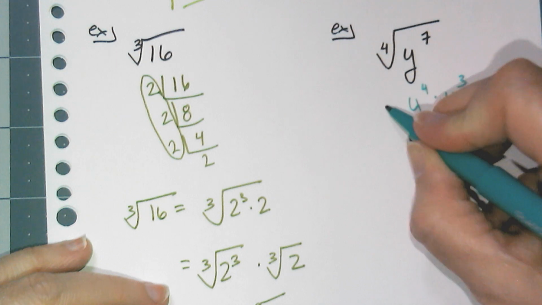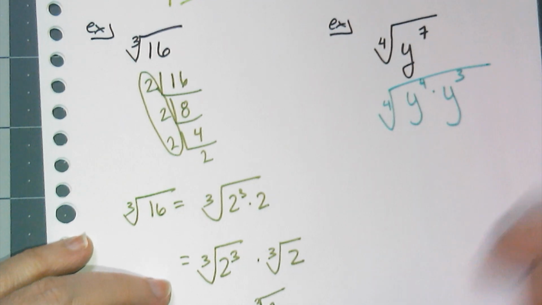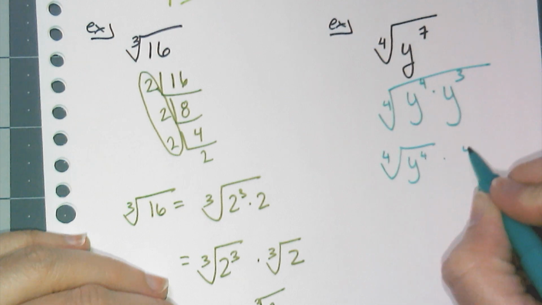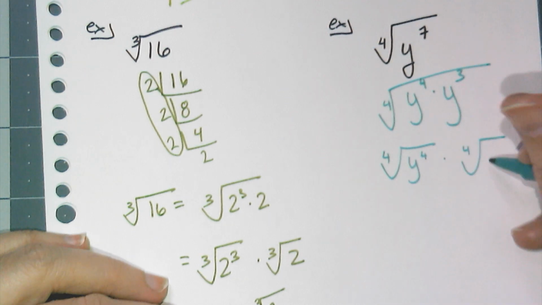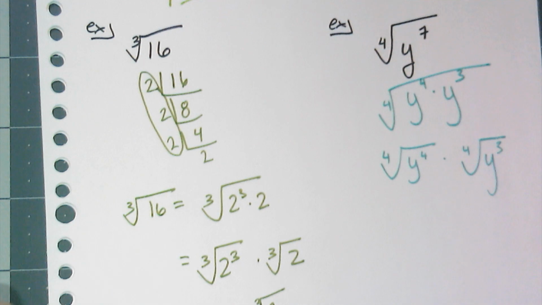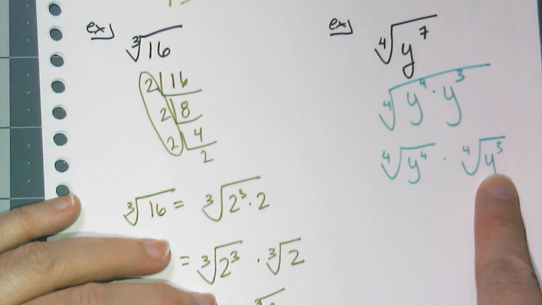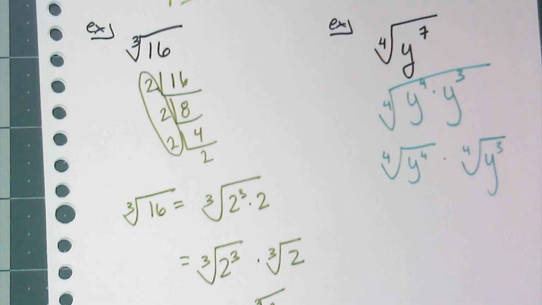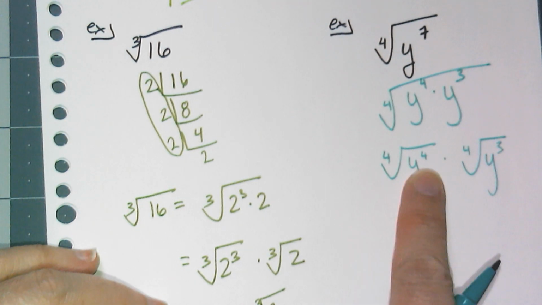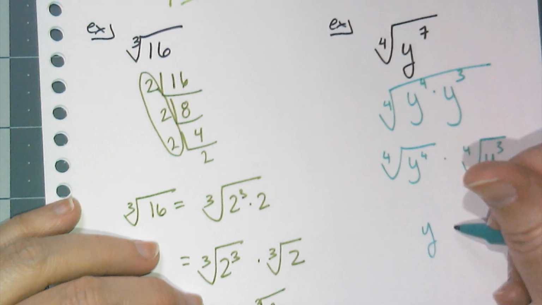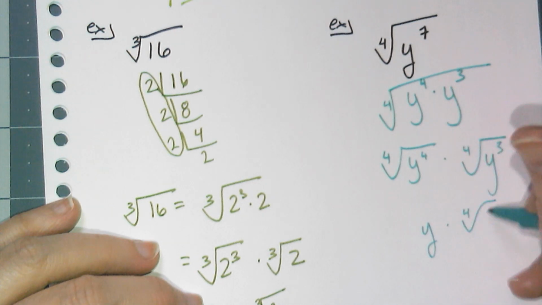and then I get the 4th root of all of that, and I can use my multiplication property and split this up into the fourth root of y to the fourth and the fourth root of y cubed. I can't do anything with this, right? Because there aren't enough y's for them to be cleanly fourth rooted. However, here, fourth root, fourth power, undo each other. I'm left with a y times the fourth root of y cubed.